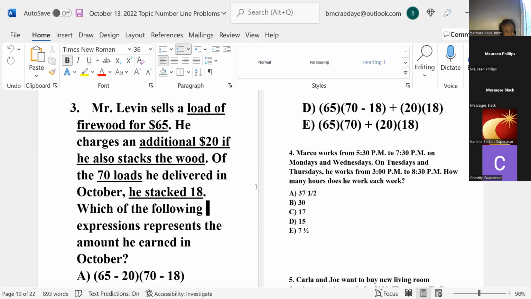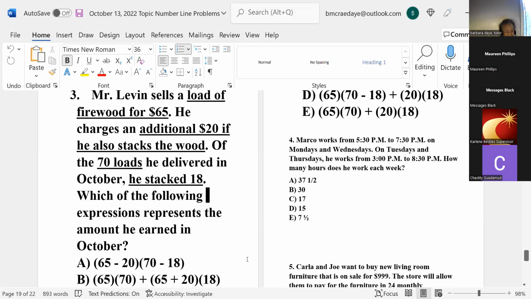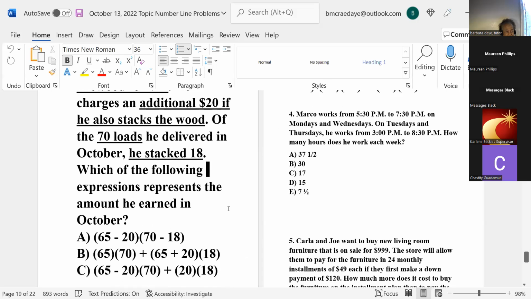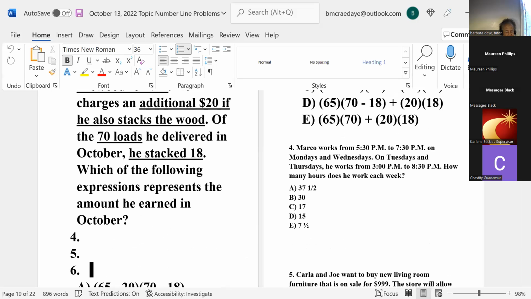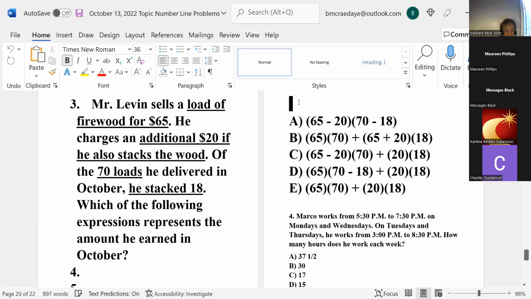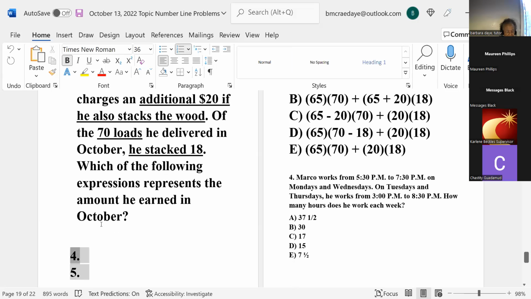Let me see the answer. You can only see A, you can't see B nor C. There we go. A, B, C, and D and E is on the other side. Yeah, I see that. Okay, let me put the question here: which of the following expressions represent the amount he earned in October. Now you've got all the expressions together, and I pick out the one that's the correct one.